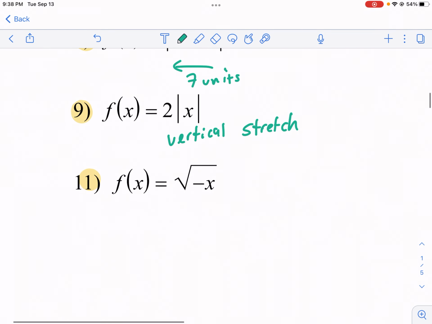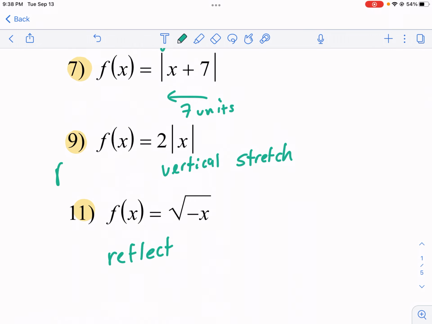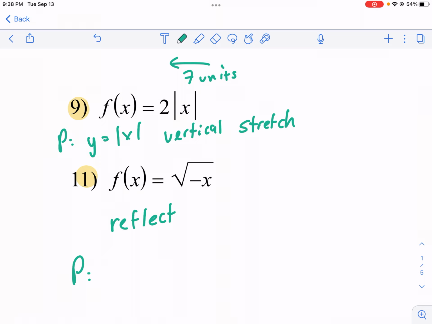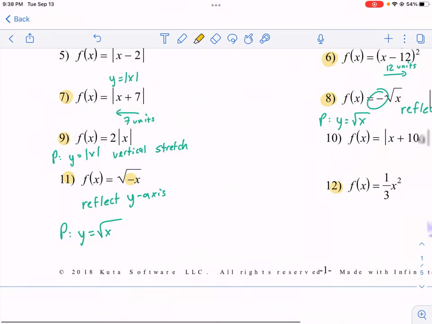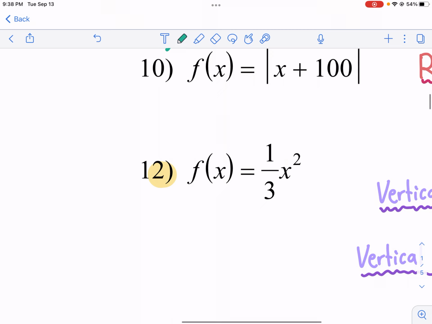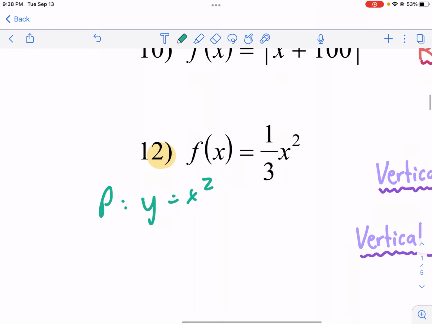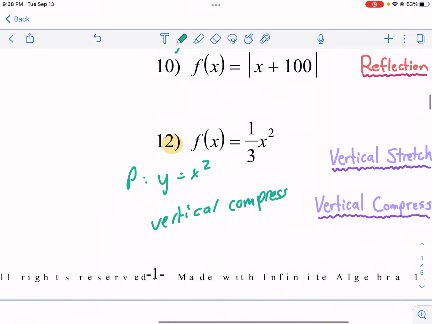11. We're going to have a negative on the inside. That means we're going to reflect. We see a negative, that means reflect immediately. I forgot parent function again. Parent function for this guy, number 11, is y equals square root of x. P stands for parent function. So this time I'll reflect over the y-axis because it's on the inside for number 11. 12, we have a fraction out in front. So parent function, I almost forgot this again, y equals x squared, and we are going to vertical compress, and you could say by a factor of 3, I guess, or 1/3.